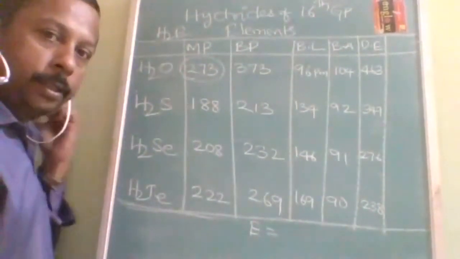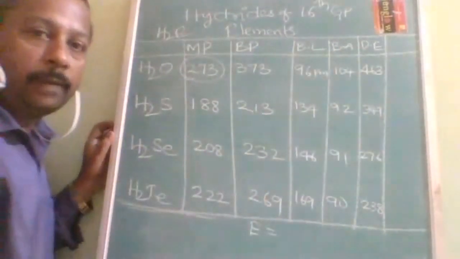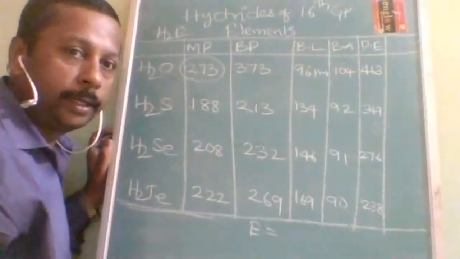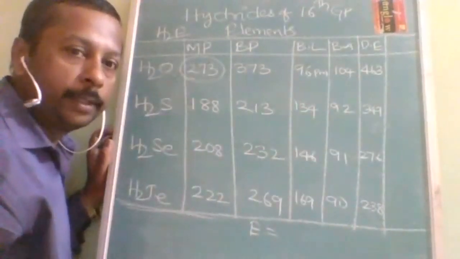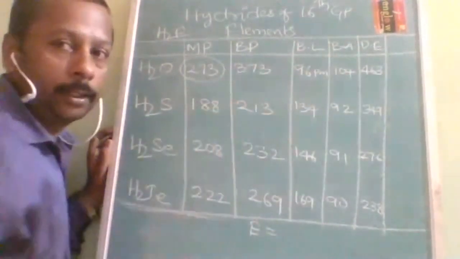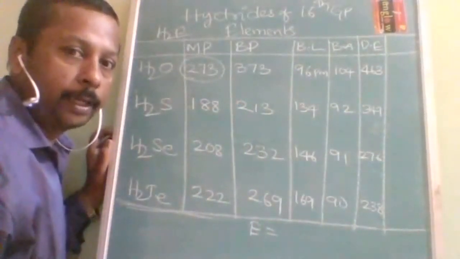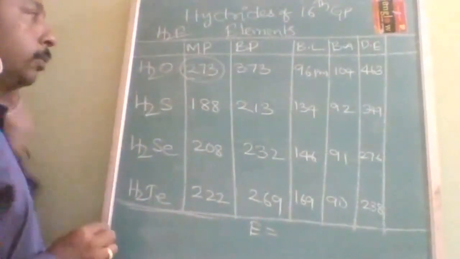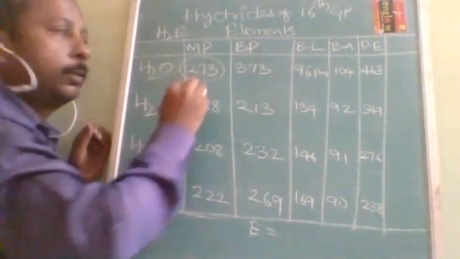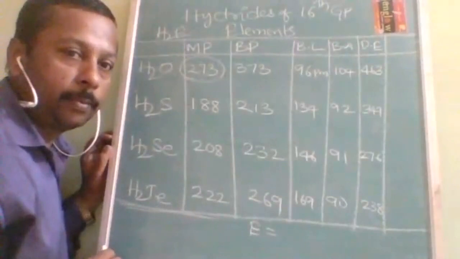While discussing bond length, bond angle and dissociation energy, I will discuss the structure. What is the structure, what is the reason behind that structure, and how these parameters vary, I will discuss with the diagram in this area. First, let me complete some physical properties of the 16th group hydrides. First, melting point: the highest melting point is of H2O, whereas it is supposed to be lowest because of the small size.